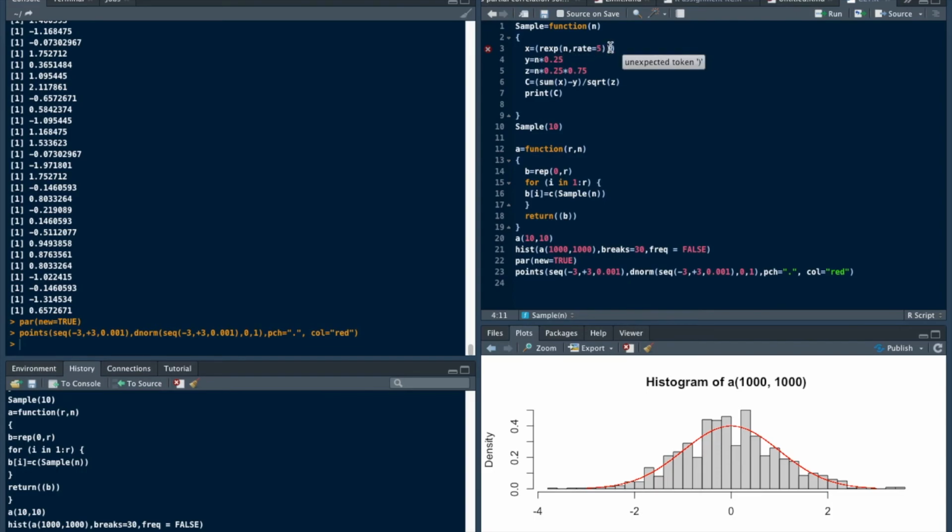Then there may be some extra bracket. Okay, then the summation of x must follow what distribution? Gamma distribution. Gamma n comma 5, right?